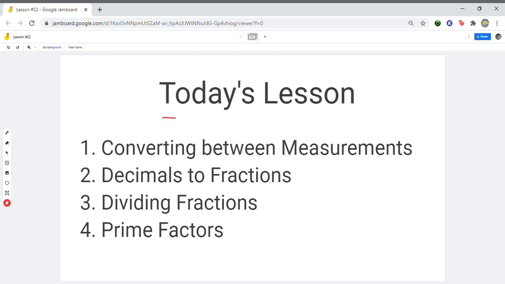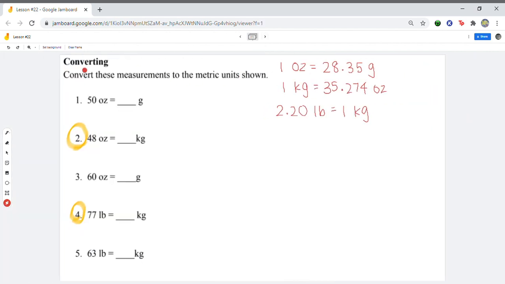Hello, 5th graders. Today we're going to go over how to convert between measurements, converting from decimals to fractions, how to divide fractions, and listing the prime factors. So the first section we're going to go over is converting.